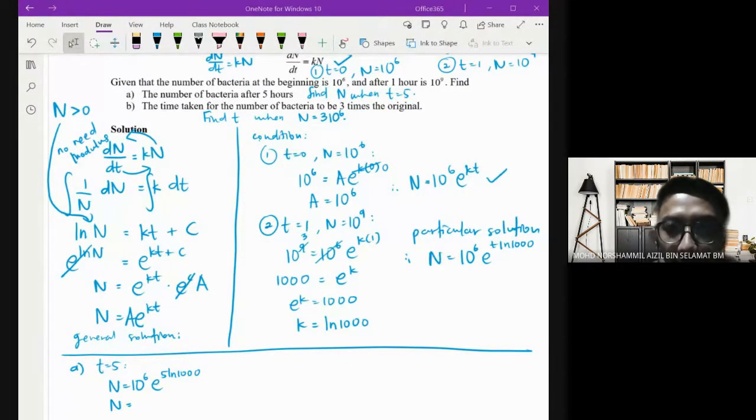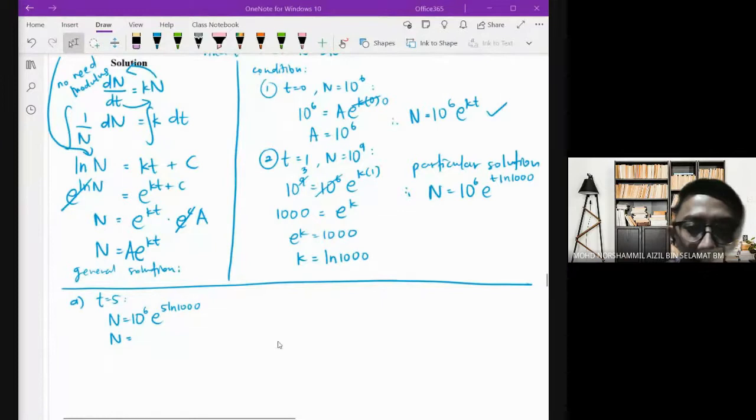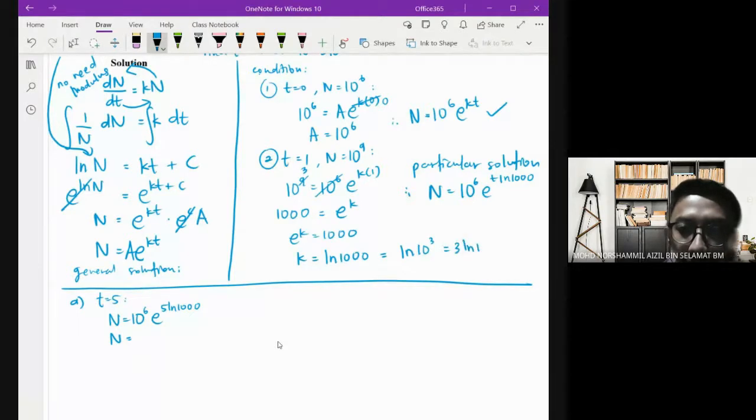Guys, actually ln 1000 is the same as ln 10 power of 3, which is the same as 3 ln 10. In case we want to get the actual value, this part I can change to 5 times 3 ln 10.